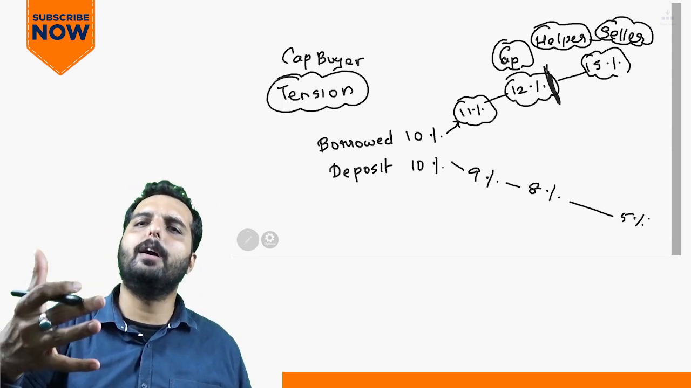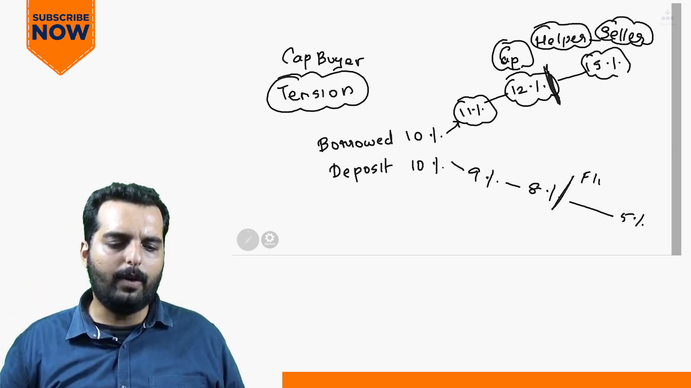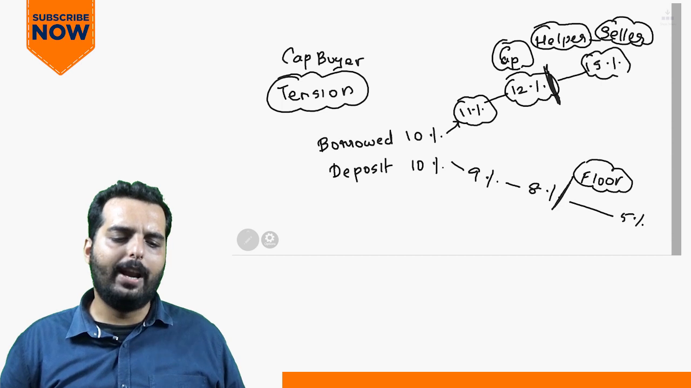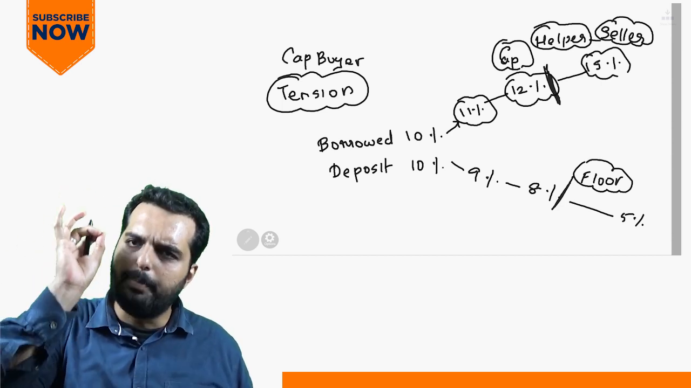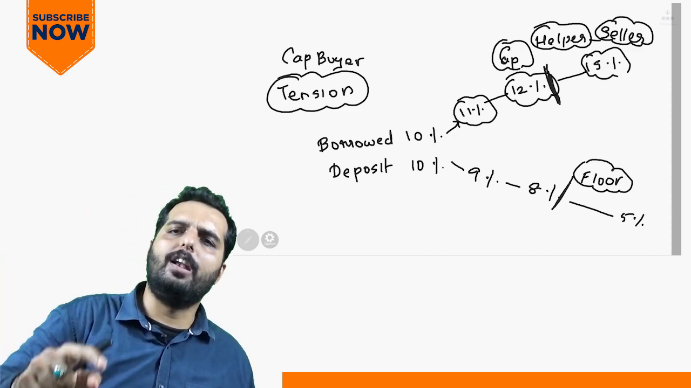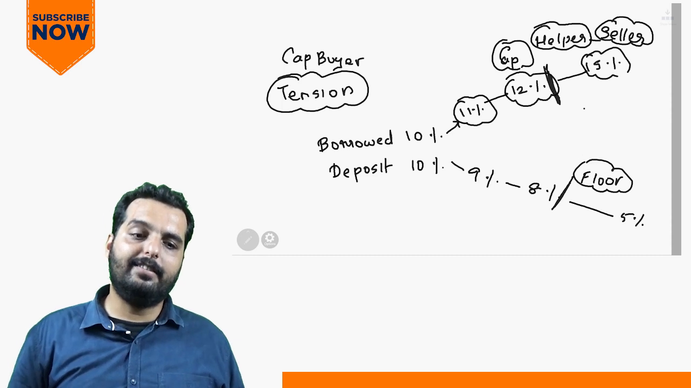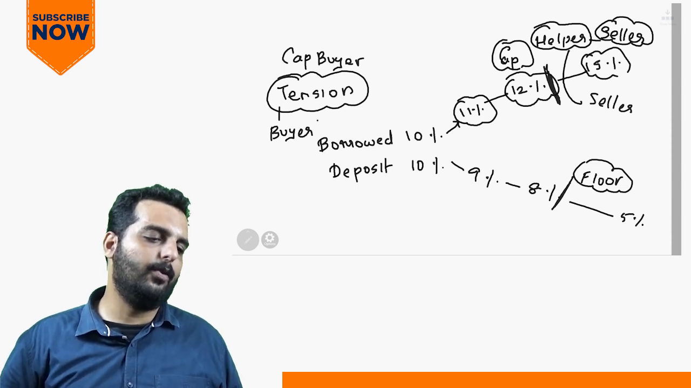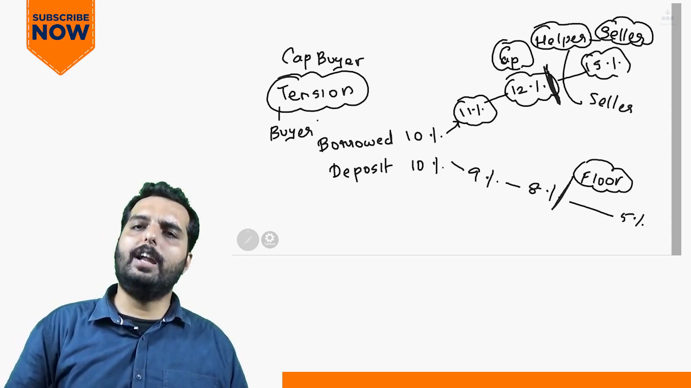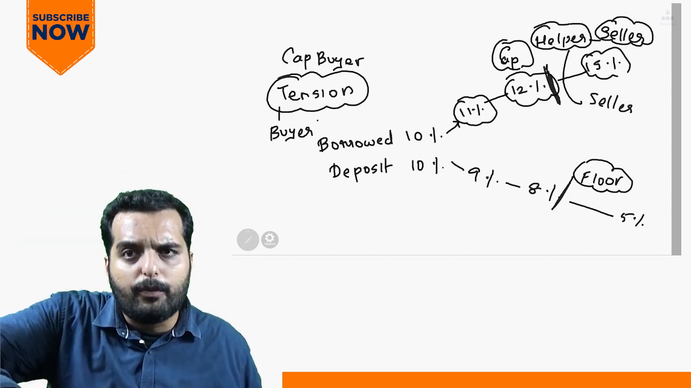Now, Mr. Helper will come to help. Mr. Helper will tell Mr. Tension, don't worry, buy a floor. Once you buy a floor, if the discount rate or the rate of interest goes below 8%, whatever loss comes over there, I will suffer the loss. So, friends, here Mr. Helper will become the floor seller and Mr. Tension will become the floor buyer. So friends, are you clear with the concept of the word cap? Are you clear with the concept of the word floor?